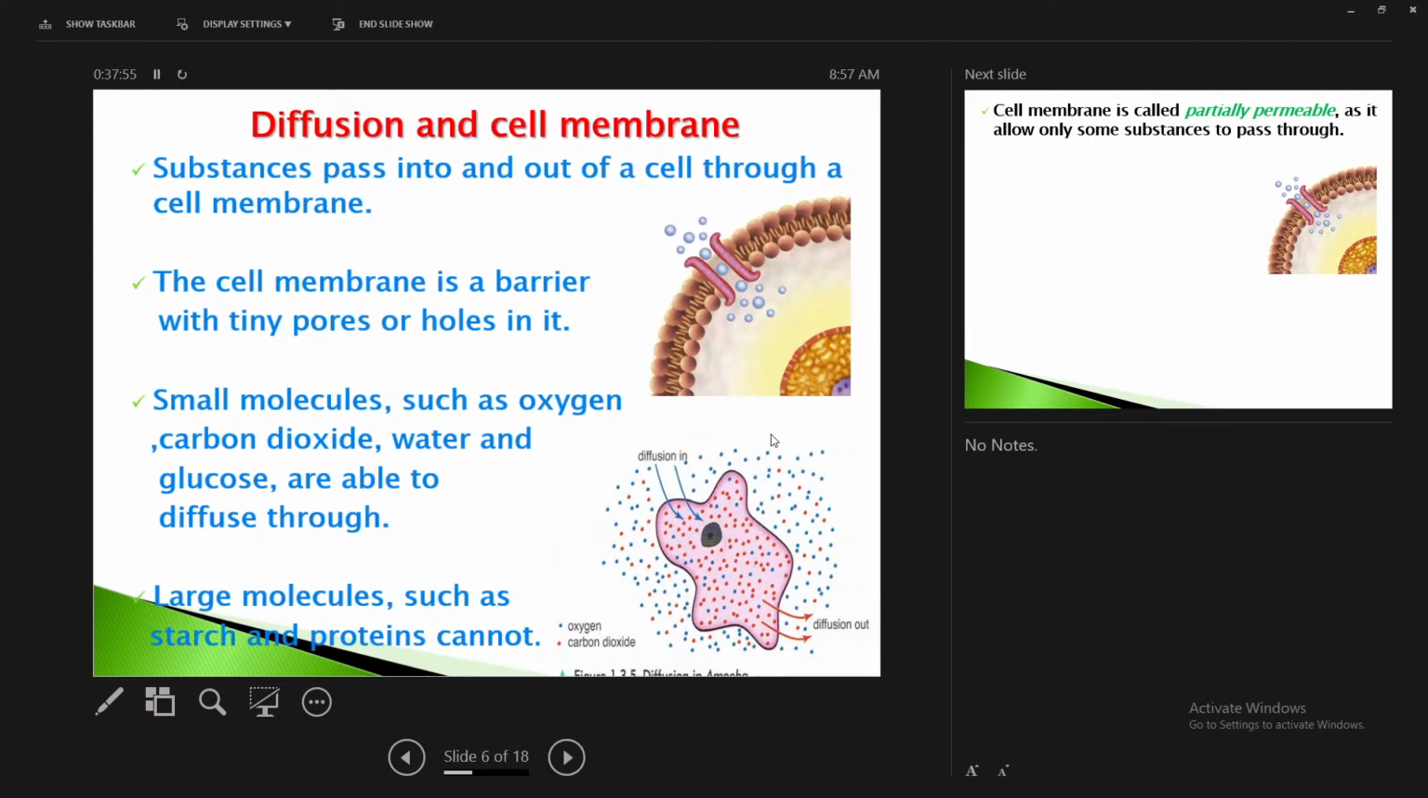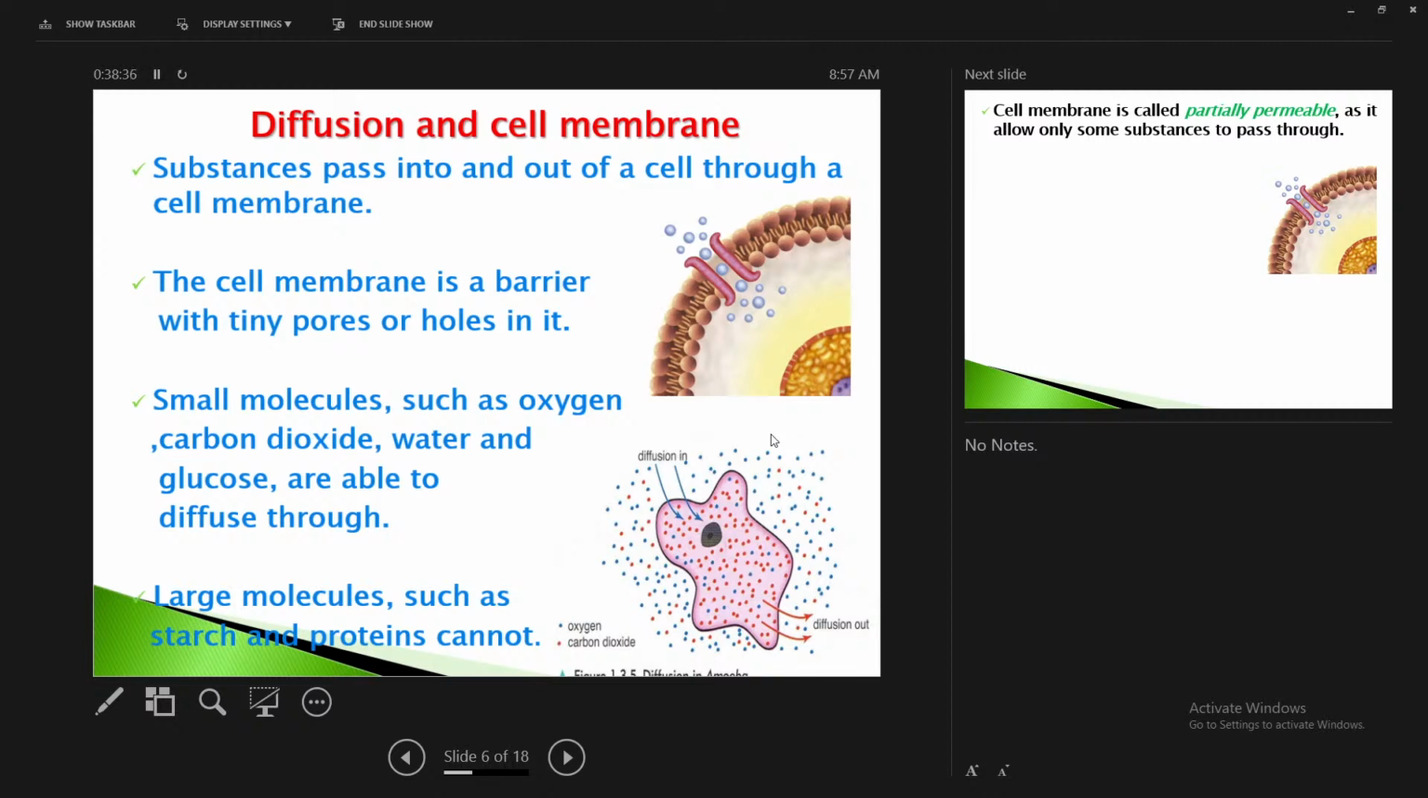Now the fourth pointer: large molecules such as starch and protein cannot. What they are saying is that because these substances are so large, they cannot go through those small pores. When you consume food in those large forms of starch and protein, being that large, they cannot diffuse. They have to go through the entire digestive system, where they will be broken down into smaller pieces.